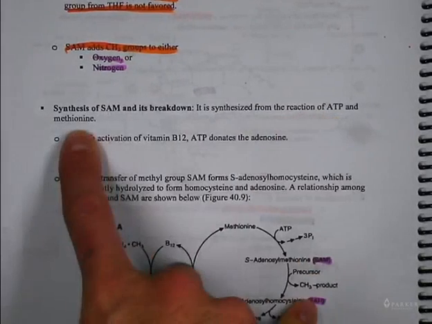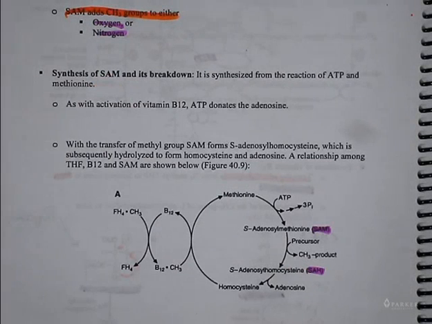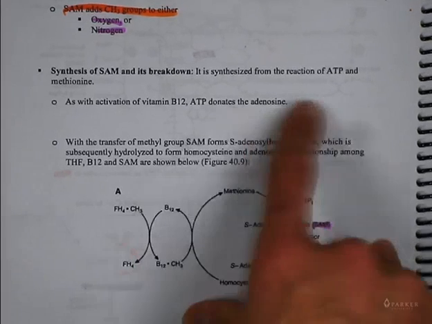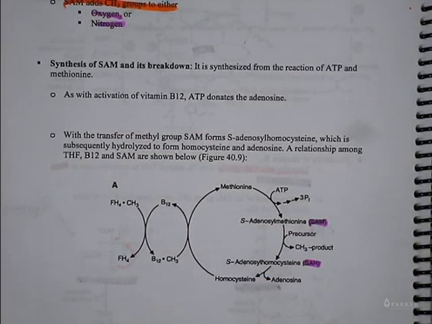SAM is synthesized from the reaction of ATP and methionine. We're going to look at that, but what's that called? SAM is S-adenosyl methionine. What does that mean? It means it's a methionine with an adenosyl attached through the S group. What's the S group? Sulfur. And does methionine have a sulfur? So SAM is made from adenosine and methionine, and adenosine is ATP. SAM is synthesized from the reaction of ATP and methionine combining together. So you must have ATP present, you must have methionine present.